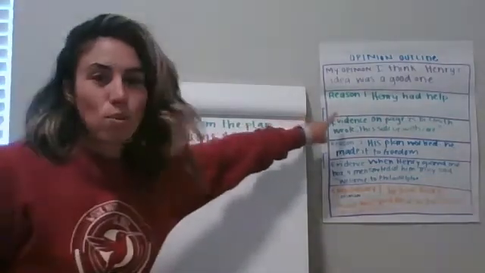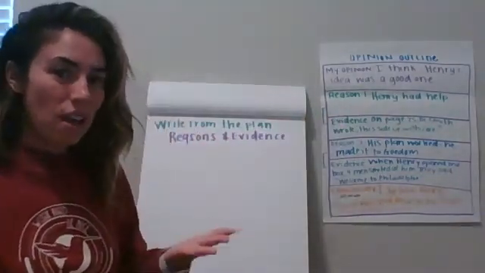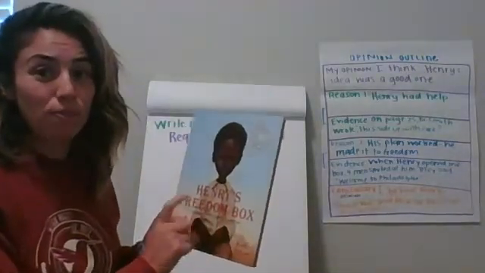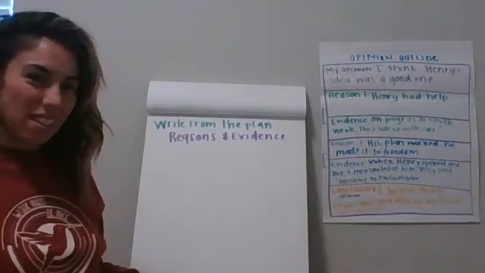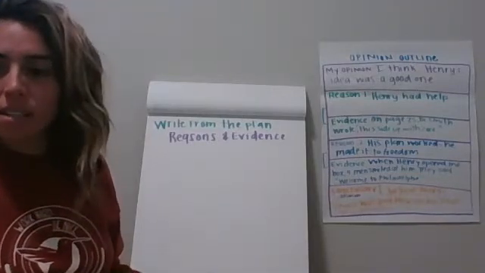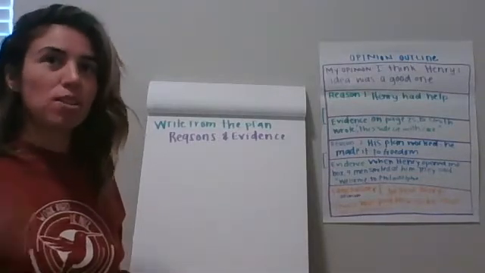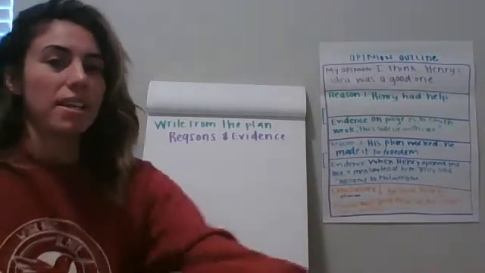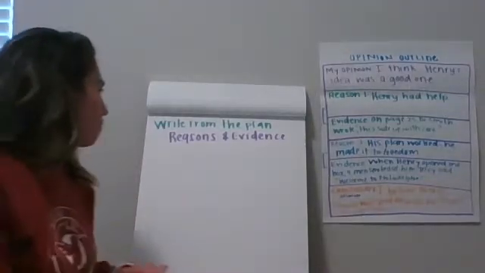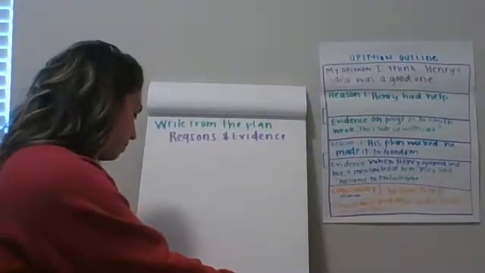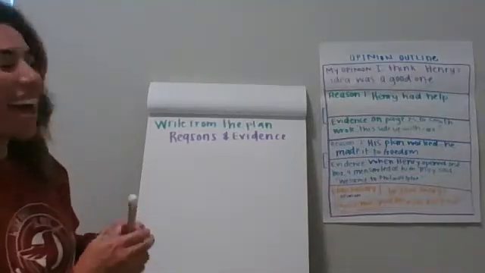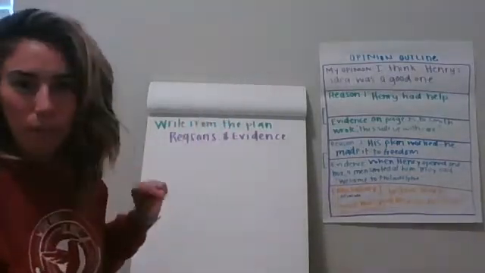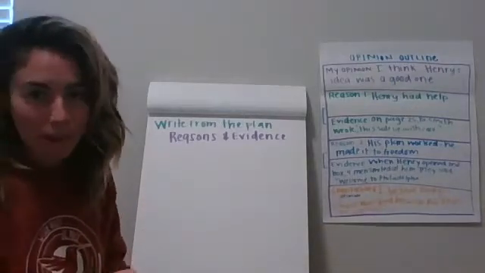Okay, so reason 1, I said Henry had help. Okay, now I know that he's wanting help to get to freedom. So maybe I add that into my sentence for my first reason, because I want to remind my reader, oh yeah, I'm talking about Henry getting to freedom and why I thought that was a good idea. Okay, so I'm going to start off with Henry had help to get to freedom. I'm going to add that in. It's not in my plan, but I can always revise and make my writing better.